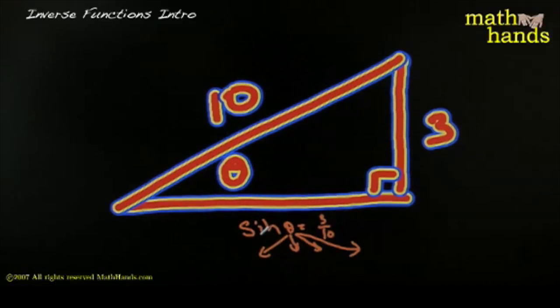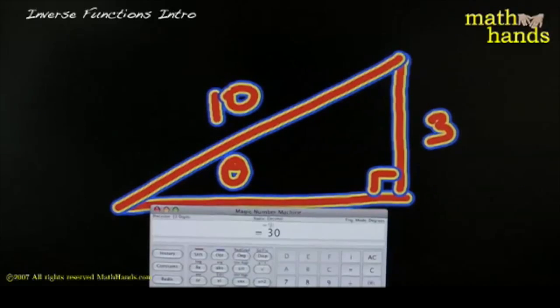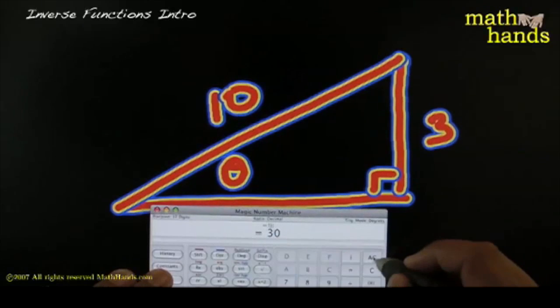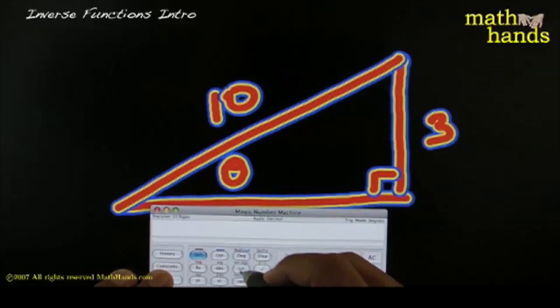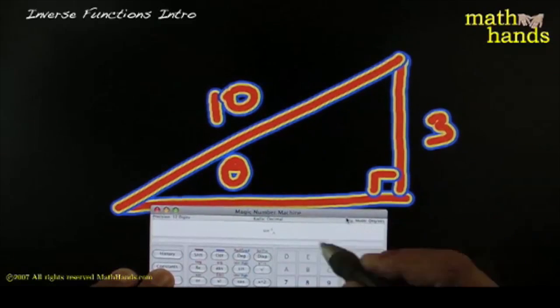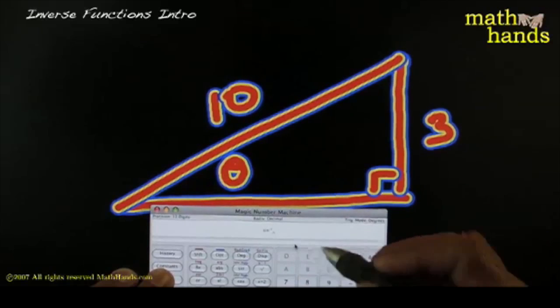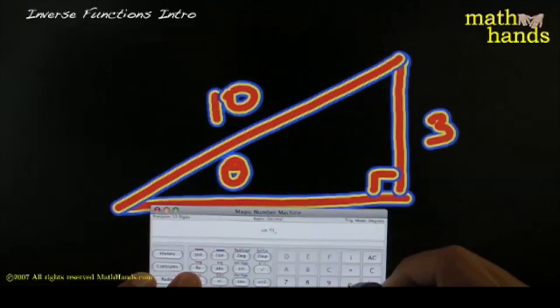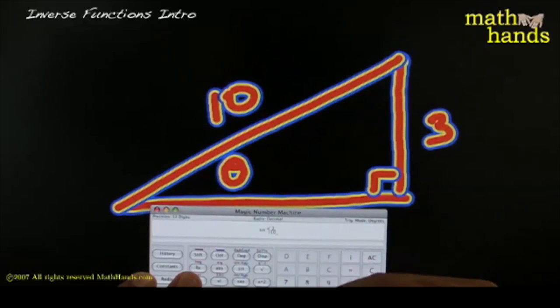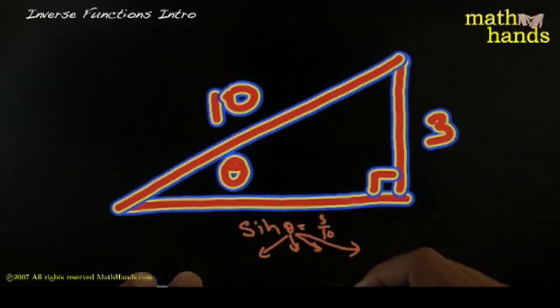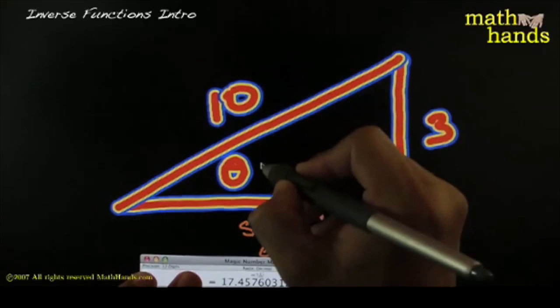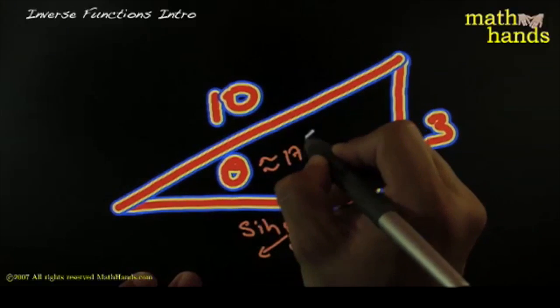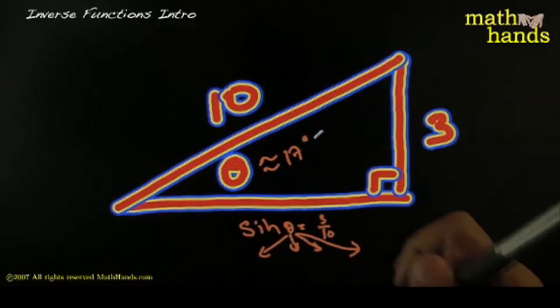So we go to our fancy little calculator here, our magic number machine, and I go like this. I clear this. I go shift sine. That gives me the arc sine function, or the inverse sine function. And I'll open up a parentheses and I'll go 3 divided by 10. I'll close the parentheses. And, whoa, 17 degrees approximately. So therefore theta is approximately 17 degrees. See how easy that is?